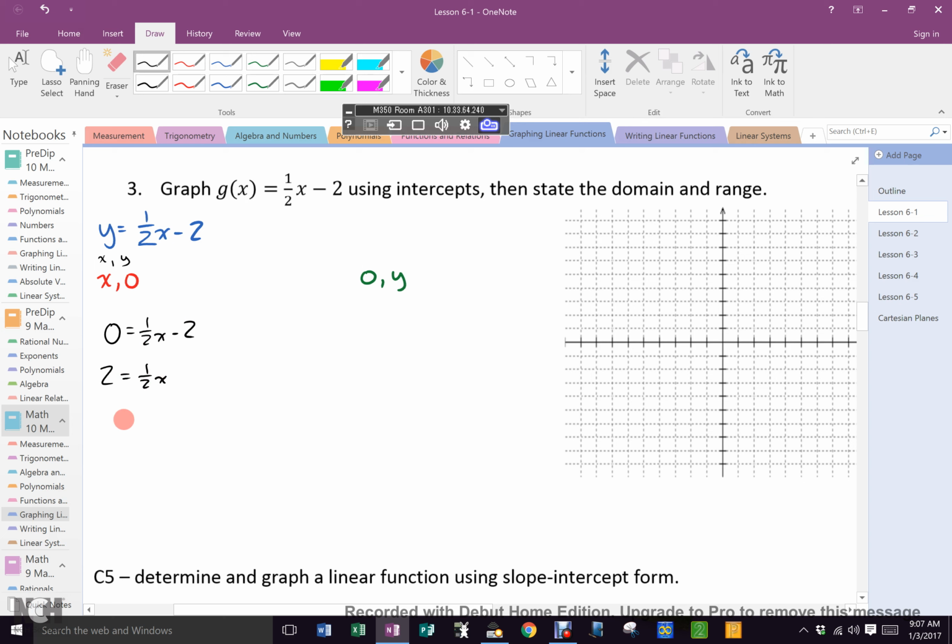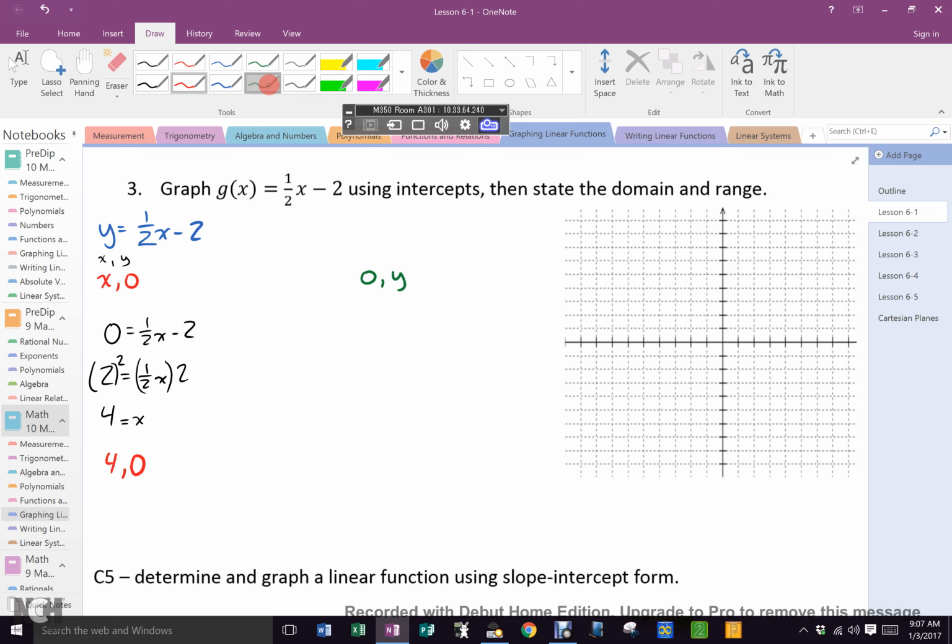What does x equal? How do you get rid of a denominator? Times by 2, because that's what the denominator is. So I multiply both sides by 2. And x equals what? 4. So what is the x-intercept? 4, 0. Do I want to put that on the graph yet? No, because I don't know. Y might be a fraction, right? I might need to mess with my scale.